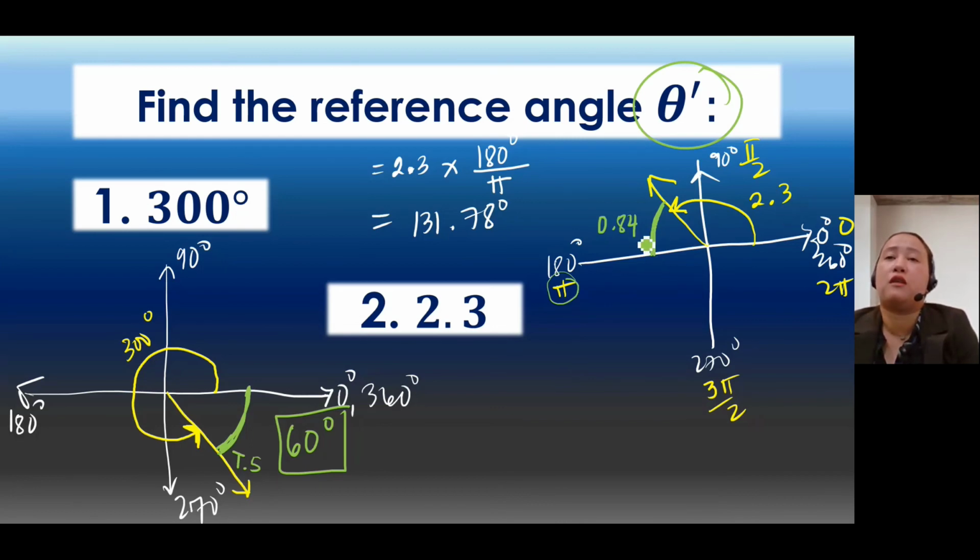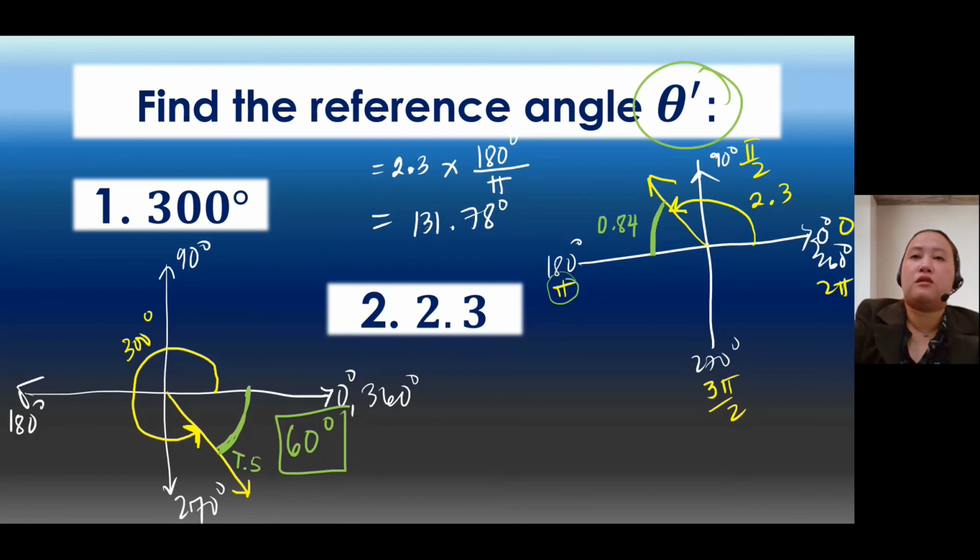The answer is 0.84. Or if you would like, with the 131.78, that is 180 degrees minus 131.78, and then the answer, you convert it back to rad. So your answer would be 0.84. Okay. So we're gonna have the next.